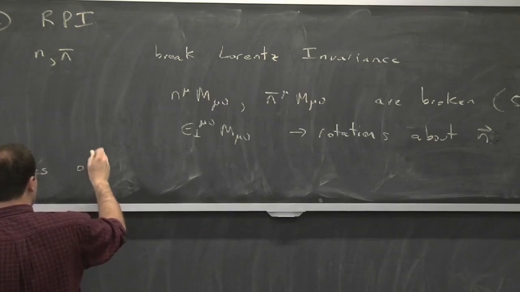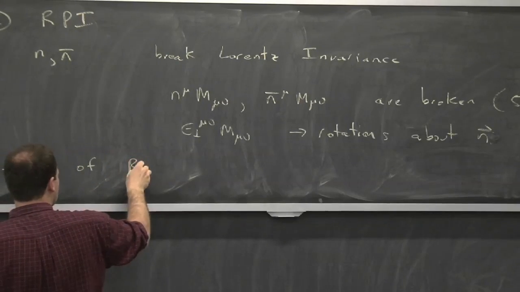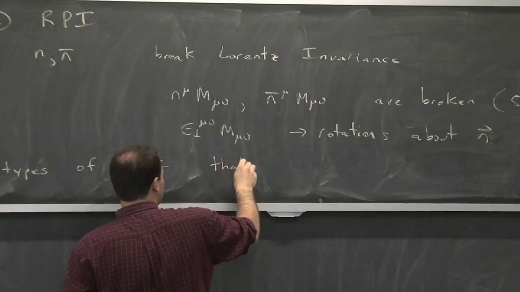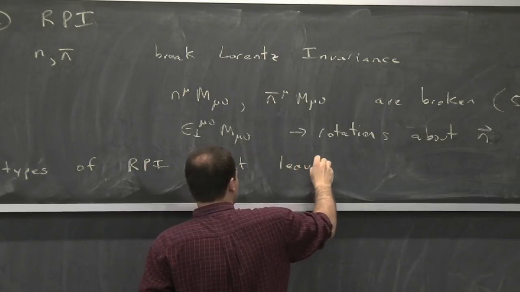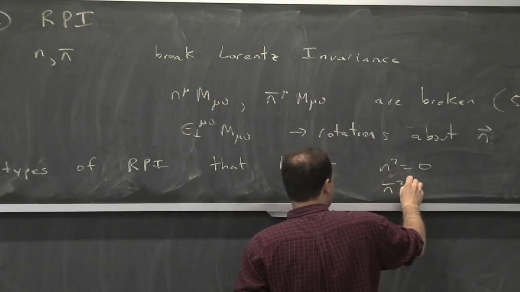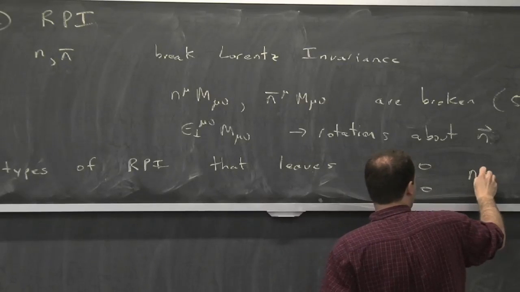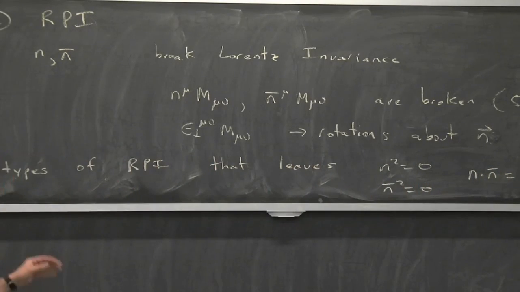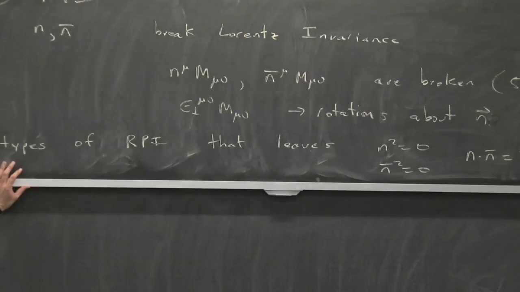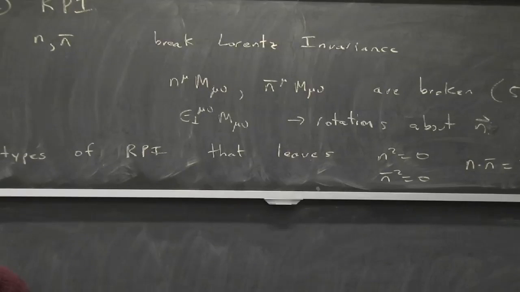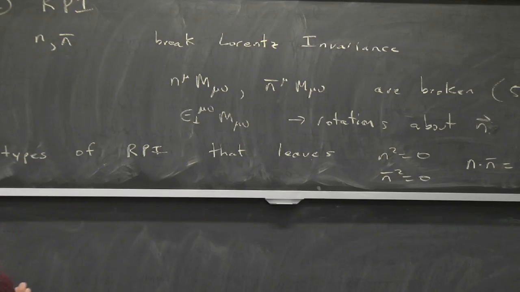first talk about just the n and n bar themselves. There's 3 types of reparameterization invariance that would leave n squared equals 0, n bar squared equals 0, and n dot n bar equals 2. And those were the formulas that we were using over and over again, really. Everything else was just convention. OK? So what are those 3 types?